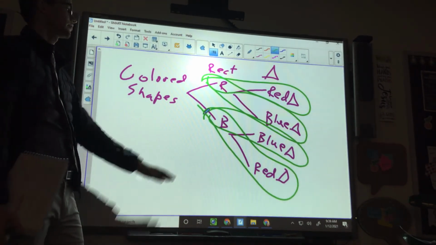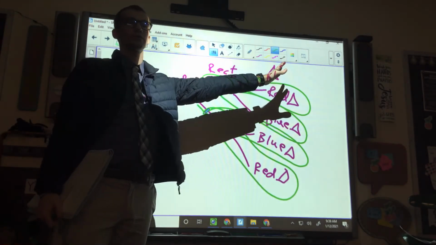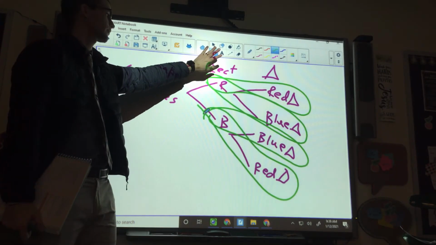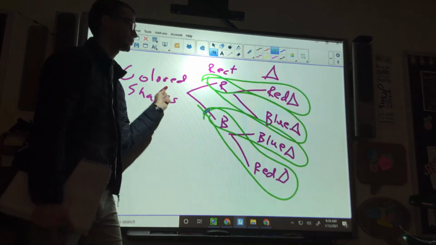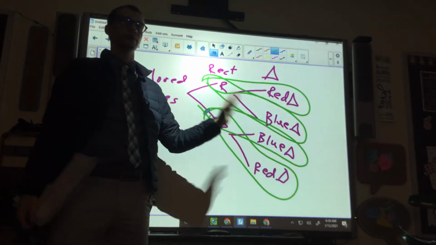Does it matter if you do rectangle or triangle first? No, you could do triangle first and do red or blue, and then do rectangle and hit red and blue, and you're still going to hit the same 4 options. Doesn't matter which one's first.